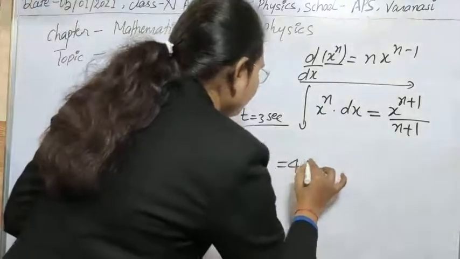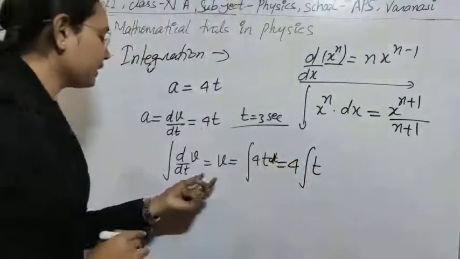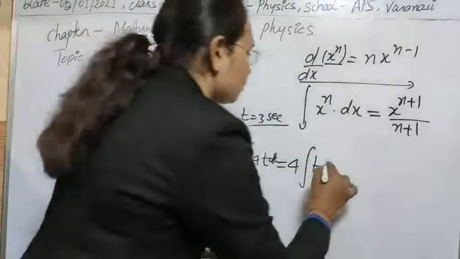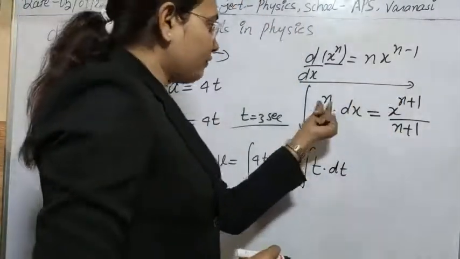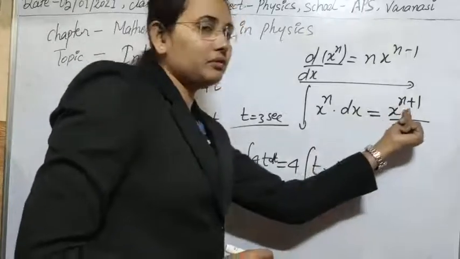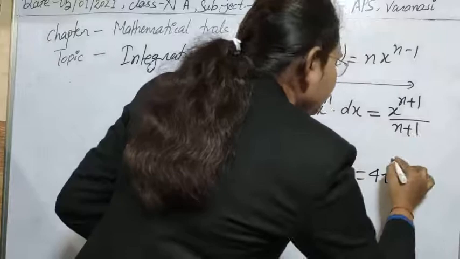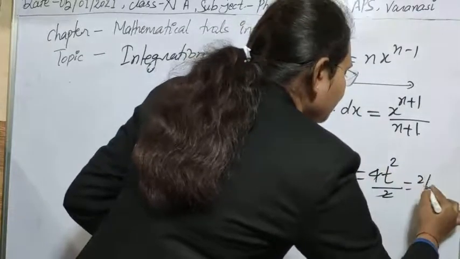And now take 4 outside, and finally, as with respect to t you are differentiating here, you have to integrate it also with respect to t. So t dt, and now apply the same formula here. The value of n is equal to 1 here. So if you apply here, you will get 1 plus 1 is 2, and also 1 plus 1 is 2. So finally you will get 2t square.